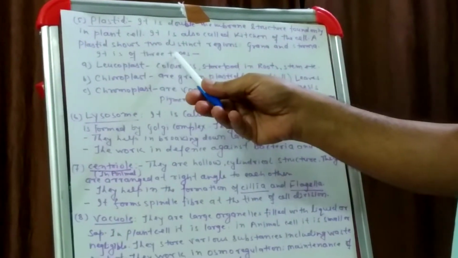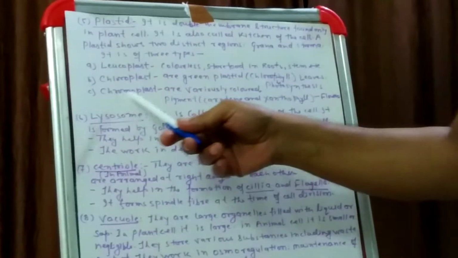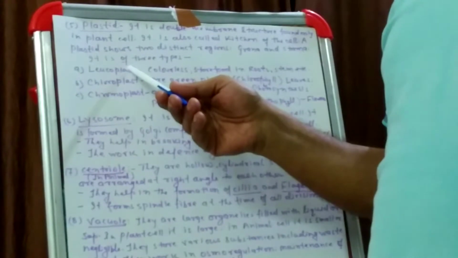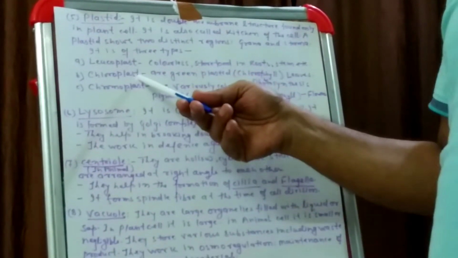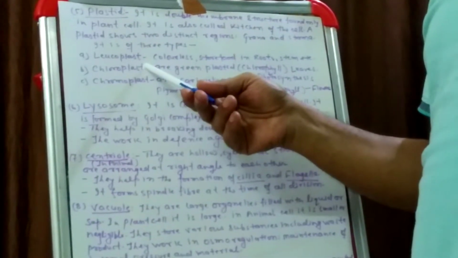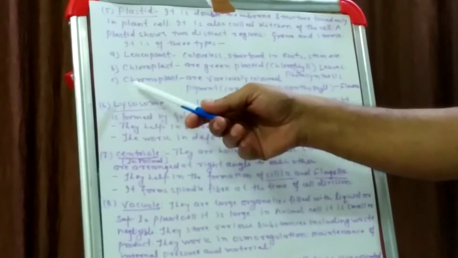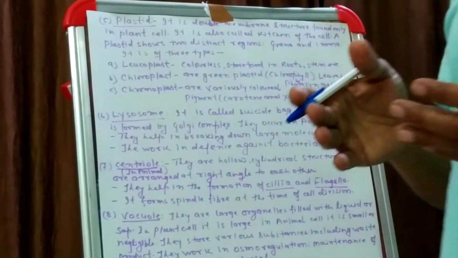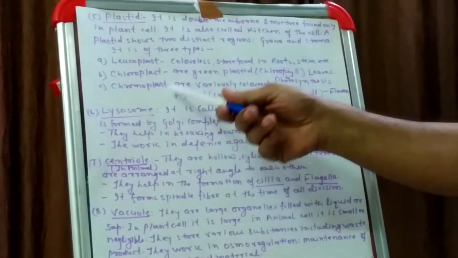This plastid is of three types. Basically, it is of three types: leucoplast, chloroplast, and chromoplast. Leucoplast is present in the root and the colorless parts of the plants where food is stored. Chromoplast is present in the colored portions of the plant, like flowers mainly. And chloroplast is present in the leaf and green parts of the plant, wherever green parts are present, and chromoplast is present in the flowers.